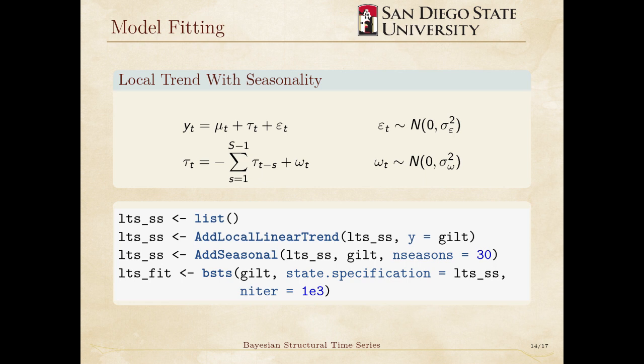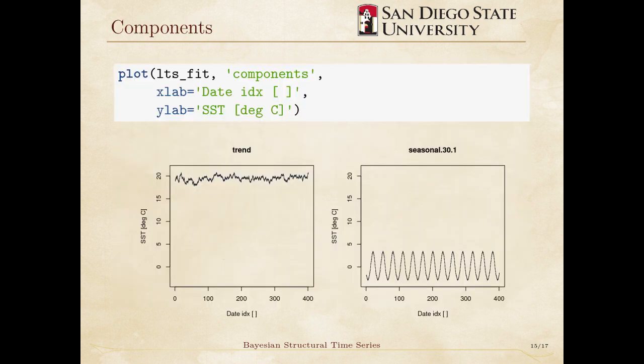Let's take a look at our component plot. Our component plot provides us a glimpse of how our model will behave. Trend component appears to be roughly level, as is our data, and the seasonal portion is, well, seasonal. Very promising. Now we can see what our forecasts look like.